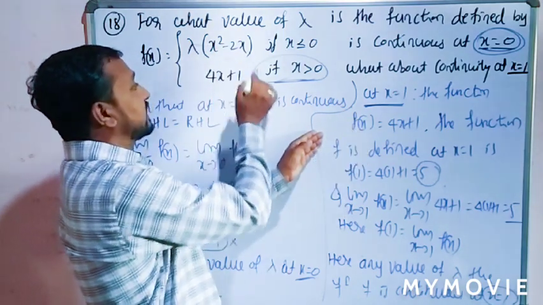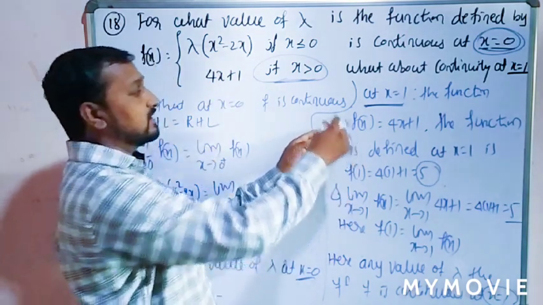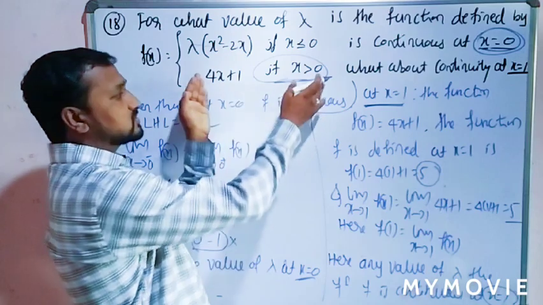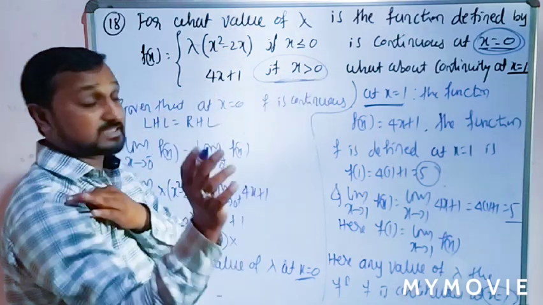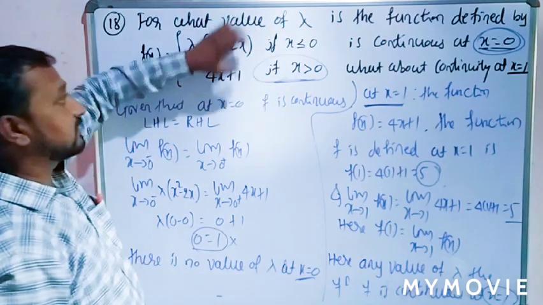Here only 4x plus 1 is there. So that's why we put lambda equal to any value of lambda. This function should be continuous, because this is the only condition. So at x equal to 0, this is very important. At x equal to 0, these two functions lie.